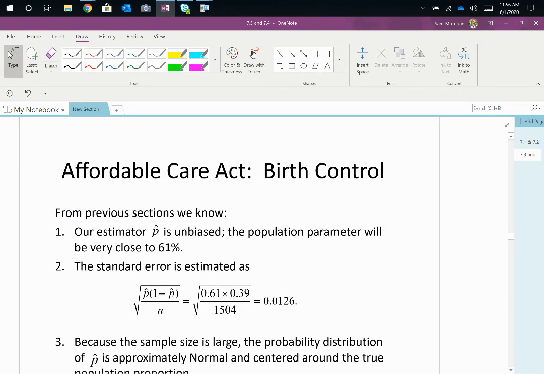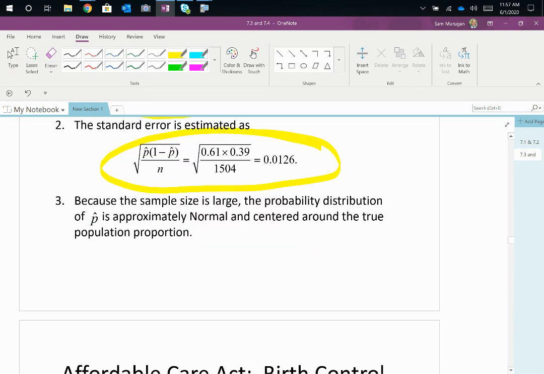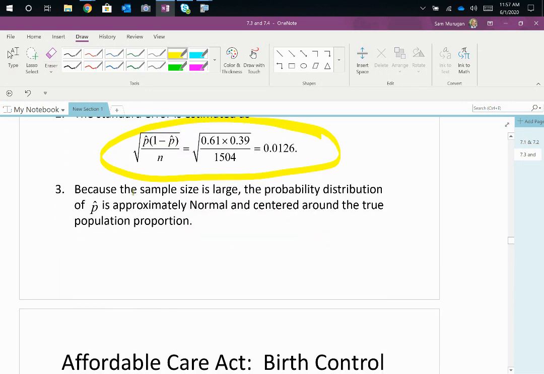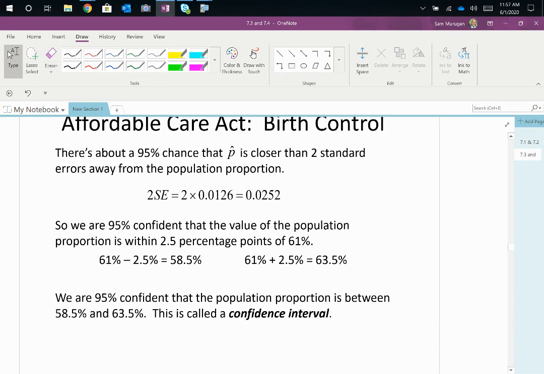So you would go through the process here. The estimator p hat is 61%. Calculate the standard error. The sample size is large. The probability distribution is approximately normal and centered. Now, at this point, you would use technology to determine the confidence level. And again, I'm going to show you how to do that.